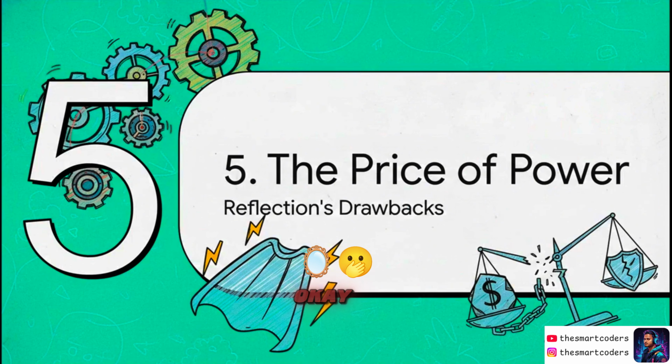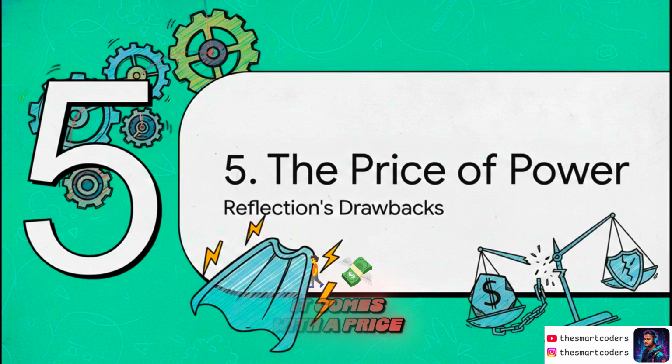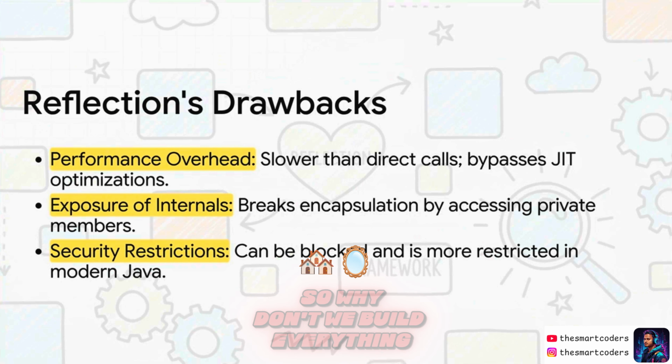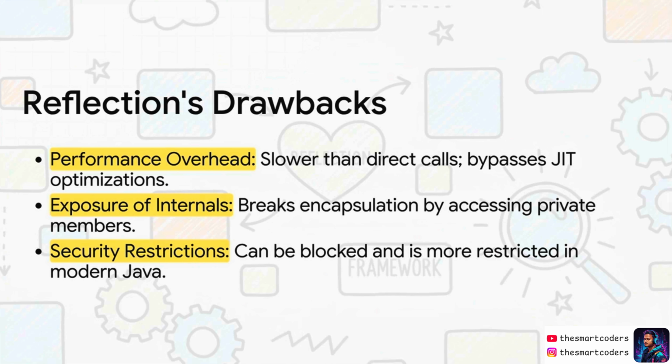Okay, so reflection sounds pretty amazing, right? It's this incredible superpower. So you might be wondering, why don't we just use it for everything in our own code? Well, like any great power, it comes with a price. So why don't we build everything with reflection? There are three big costs.